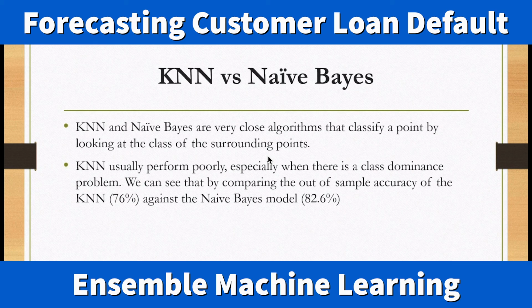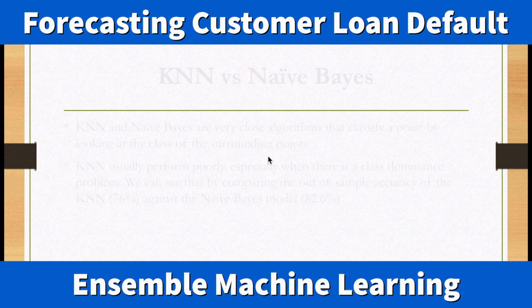Now we're going to compare the different models, starting with ones that are comparable. For example, KNN versus naive Bayes. KNN and naive Bayes are very close algorithms that classify a point by looking at the class of the surrounding points. KNN usually performs poorly when there is class dominance, and we can see that by looking at the out-of-sample accuracy of KNN, which is only 76% compared to 100% on the training data, while naive Bayes is performing moderately well with 82.6% accuracy.